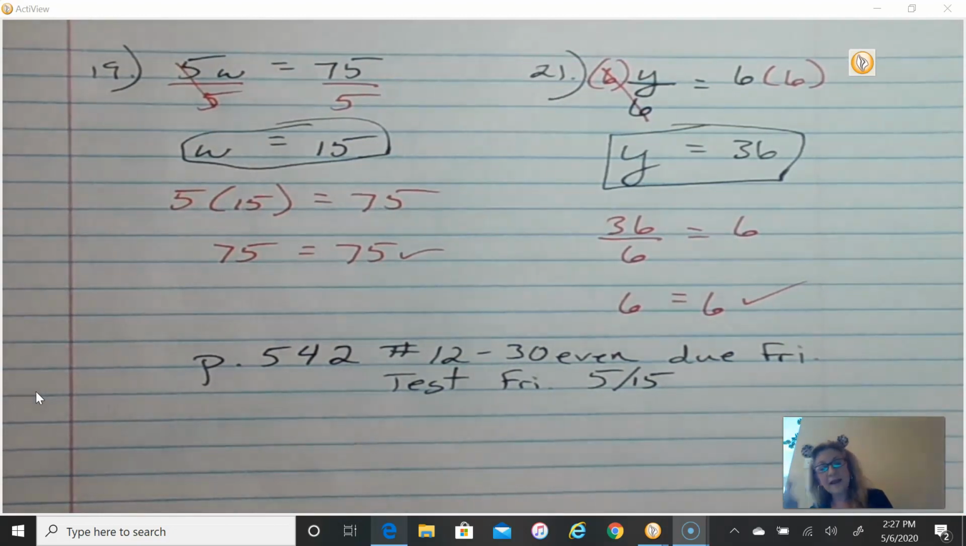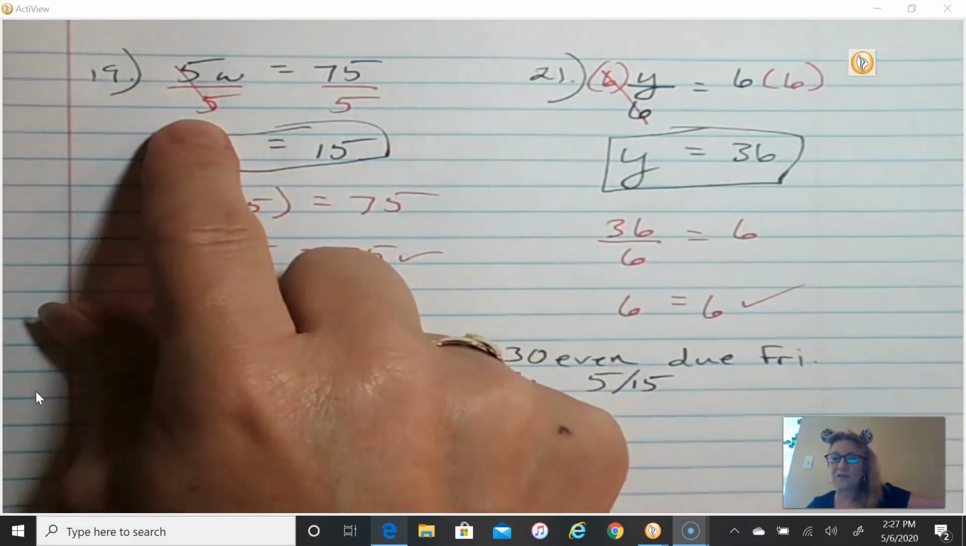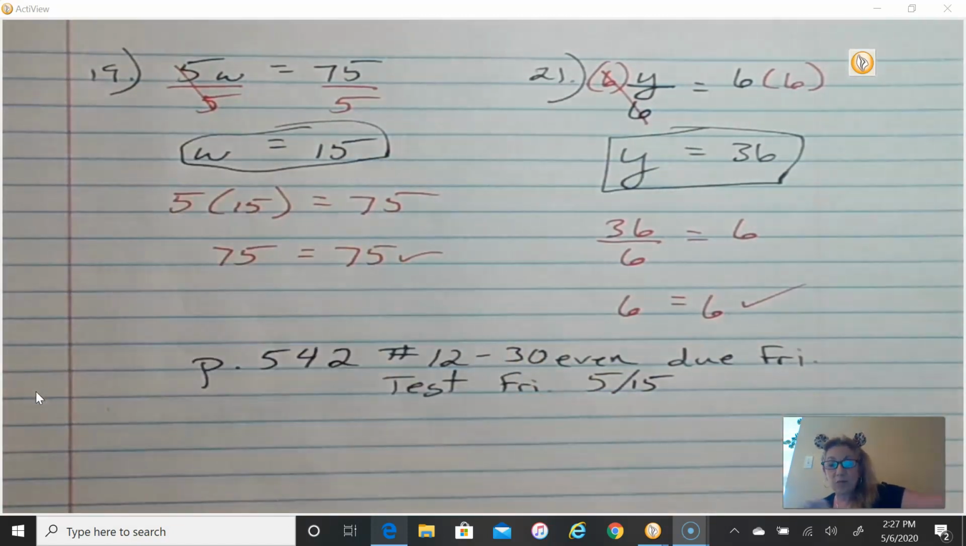All right? If you have any questions, let me know. Seriously, if you're struggling with this or something and you need me to do some additional examples for you, or if you're like, Miss Rogers, why do we have to do the opposite? What does that mean? I can write it out in more detail for you. Don't hesitate to ask. All right?